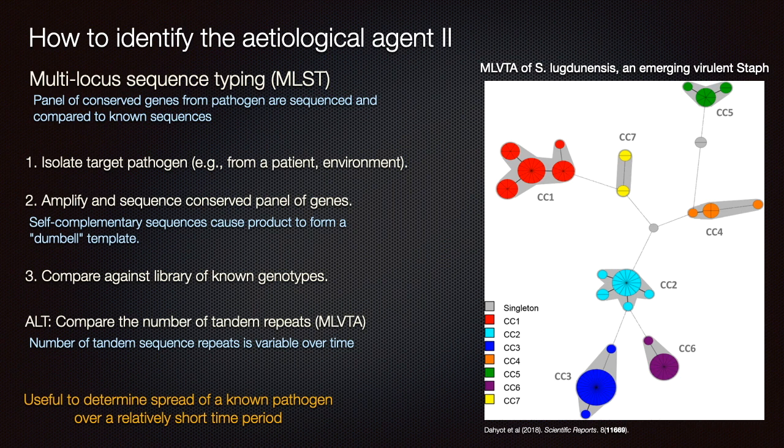On the right, you see a diagram called a burst diagram. This example is from an analysis of an outbreak of a Staphylococcus pathogen. And here we can see the typing results, or the MLST results, clustering into several clades. Here they're labeled CC1 through CC7.